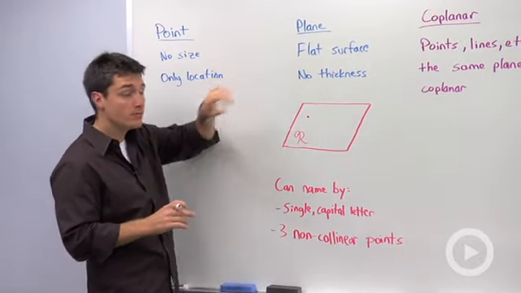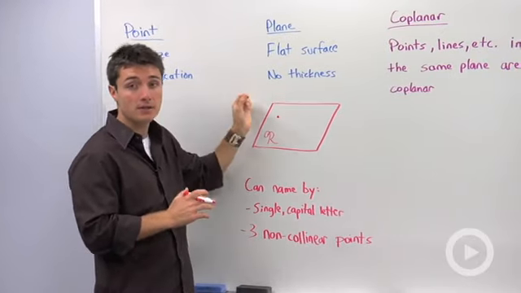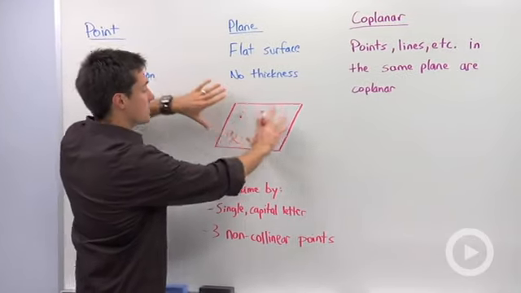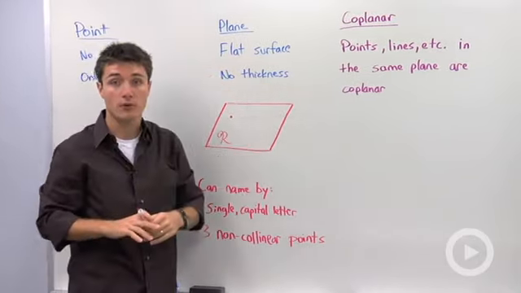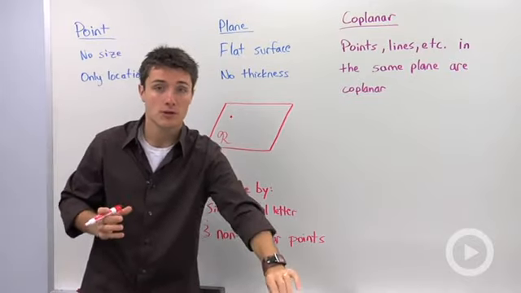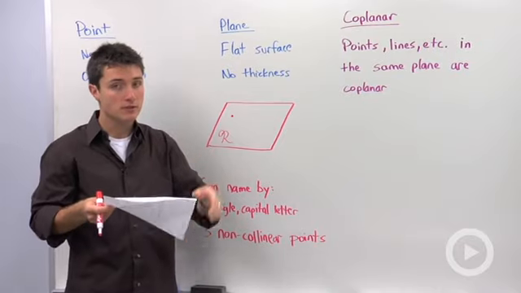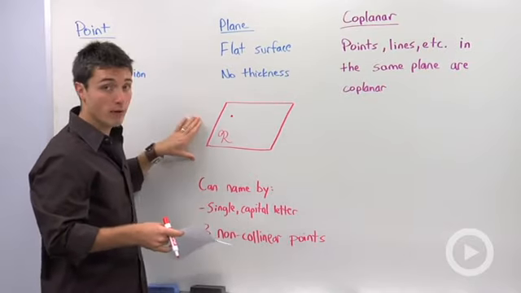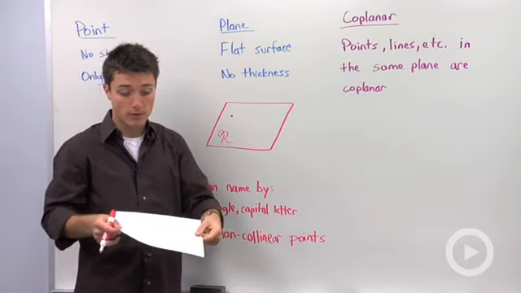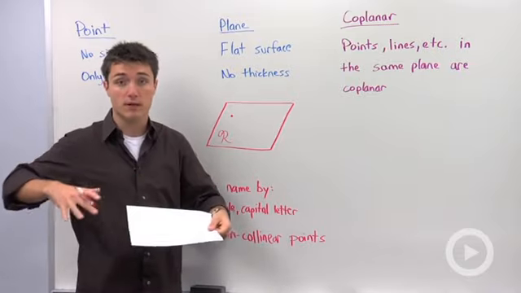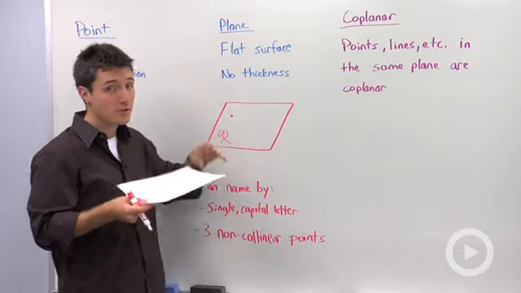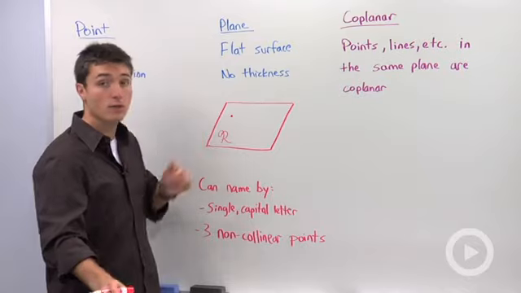A plane is a flat surface that has no thickness, and it will extend infinitely in every direction. So one way to visualize what a plane could be is to think about a sheet of paper. However, there's two differences between the sheet of paper and a plane. The first is this paper does not extend in every direction. Secondly, this paper actually has some thickness, and a plane will not.